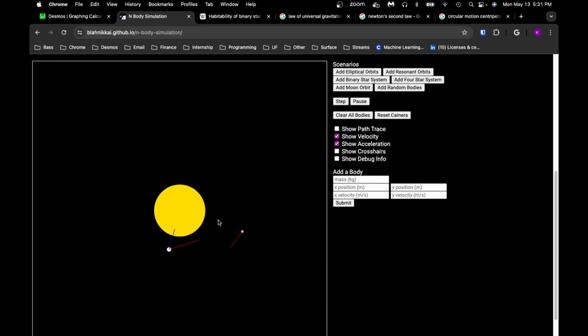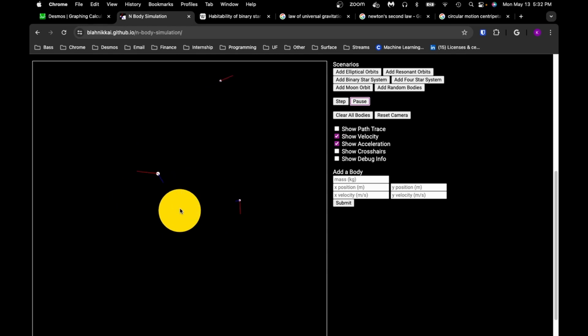Another thing is that there's no collision. These are really just point masses, and the visuals of drawing it as a large circle is really just to show the mass. There's no collision, so the sizes don't actually affect each other in the simulation. What else can we do?